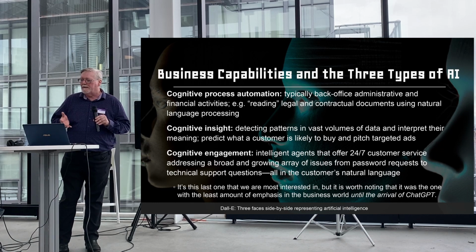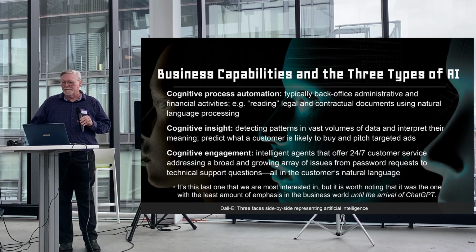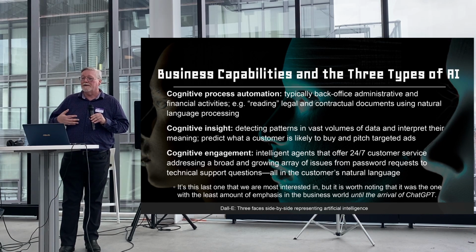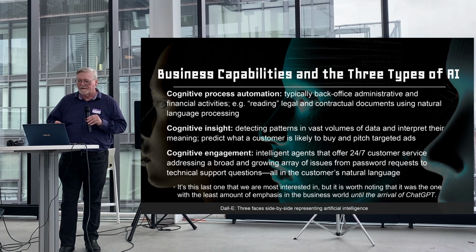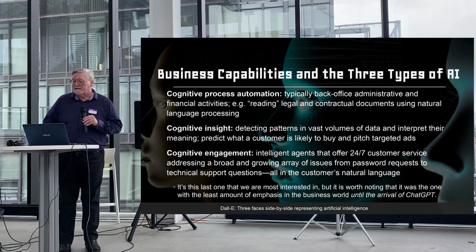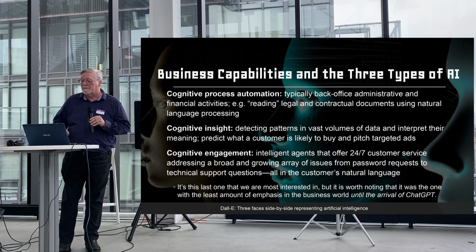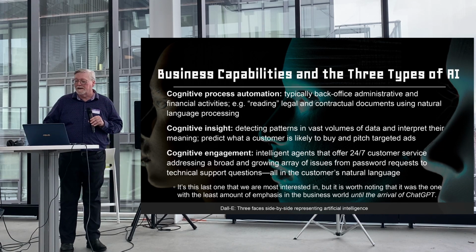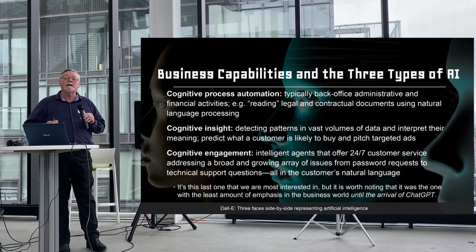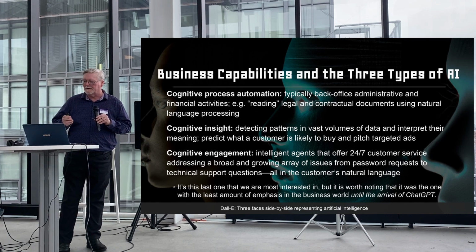Essentially there are three main types of applications for artificial intelligence. One is cognitive process automation, basically back office administrative and financial activities, such as reading and digesting legal material and then summarizing it for legal assistance. Cognitive insight means looking for patterns in vast volumes of data and interpreting their meaning. And then cognitive engagement, which means intelligent agents that offer 24/7 customer service, addressing a broad and growing array of issues from password requests to tech support questions. It's this last one that we're most interested in, but it's worth noting that it's the one with the least emphasis in the business world, at least until the arrival of something like ChatGPT.